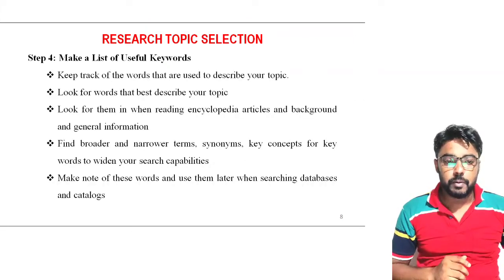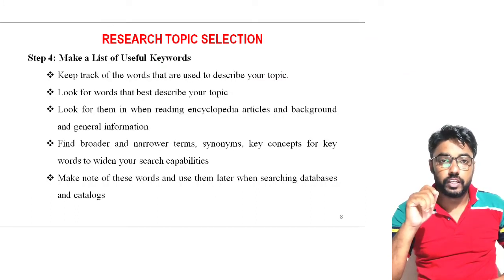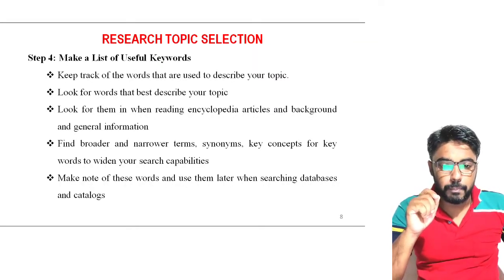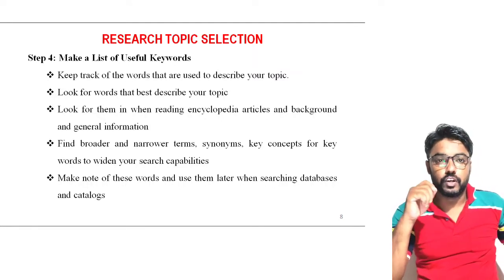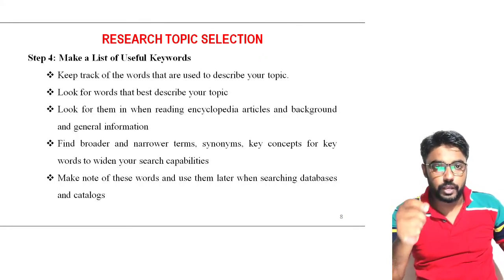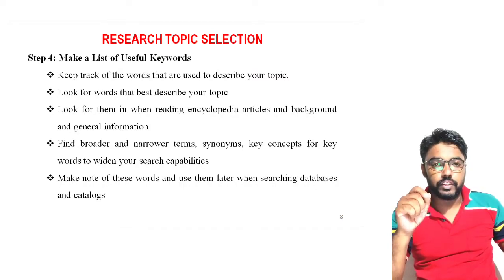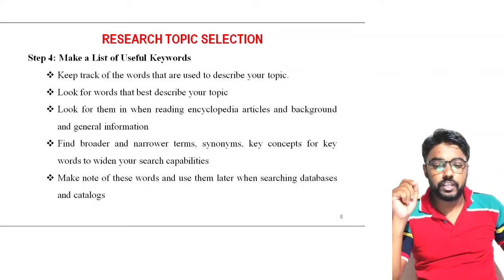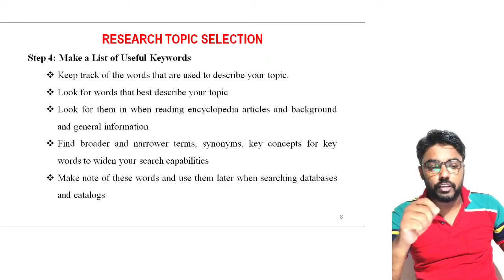And the fourth step is to make a list of useful keywords. You have to make a list of keywords, and keep track of useful keywords that will best describe your topic. You can look for these keywords when you are reading encyclopedia articles, background and general information.